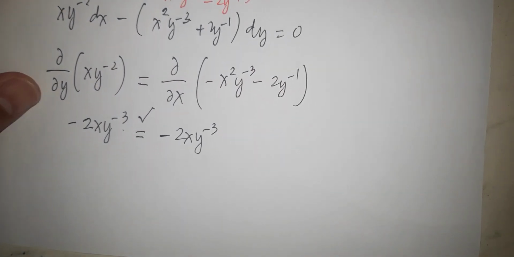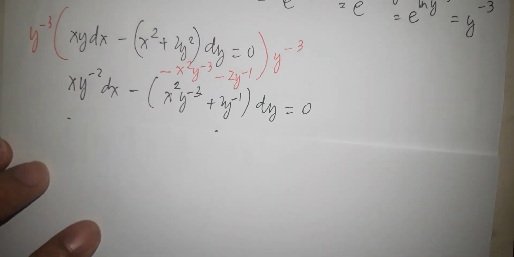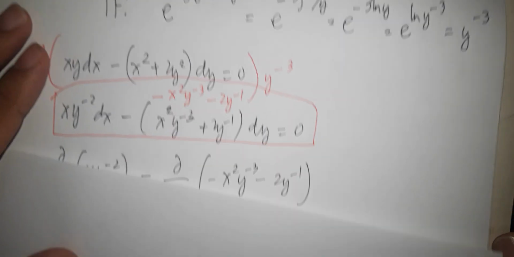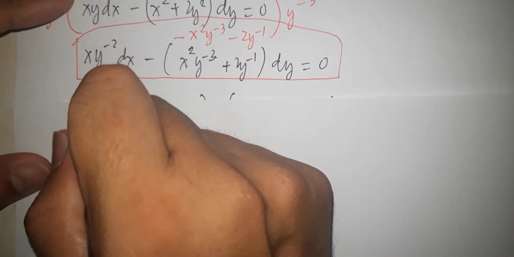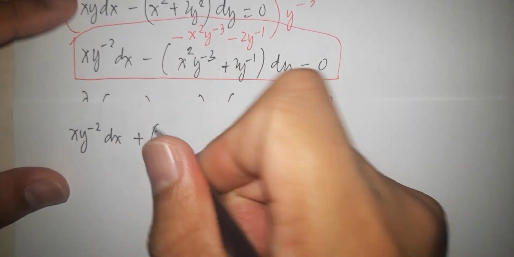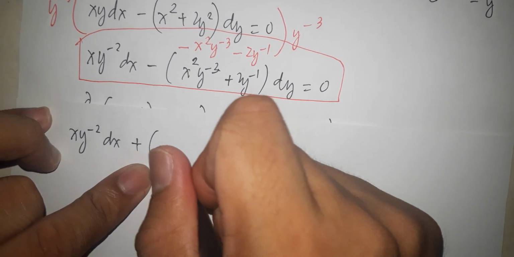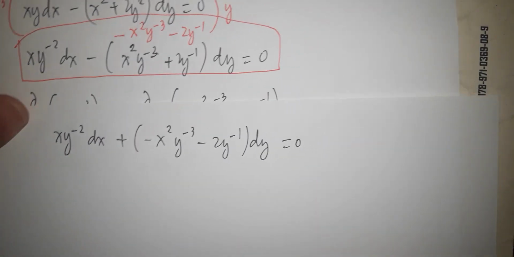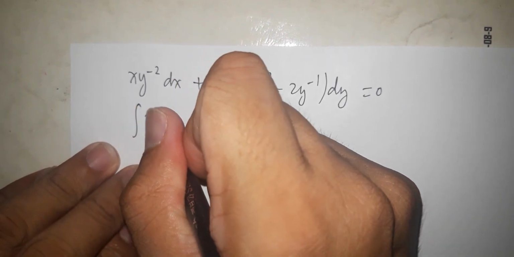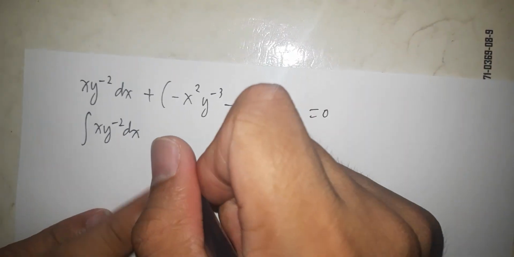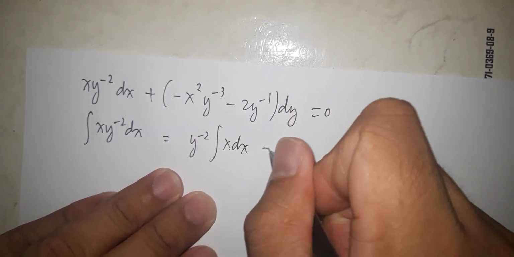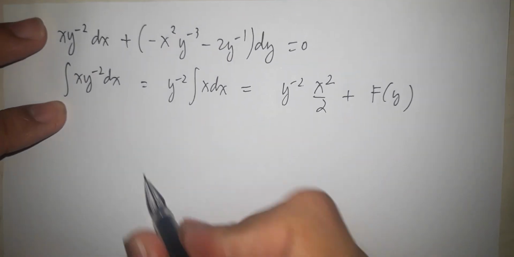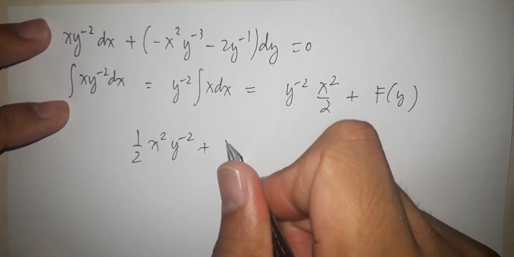So yan, dahil exact na, integrate na ulit natin yung bago nating given. So ano ang ating bagong given? So rewrite lang natin ha. xy negative 2 dx plus, minultiply na natin kasi yung negative dito, gagawin na natin plus, negative x squared y negative 3 minus 2y negative 1 dy is equal to 0. So, integrate na daw natin siya. Integrate xy negative 2 dx. That's our first term. That's y negative 2 integral of x dx, which is y negative 2 x squared over 2 plus f of y. So that's 1/2 x squared y negative 2 plus f of y.